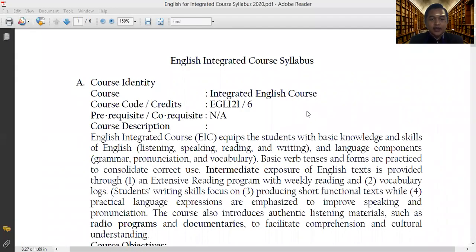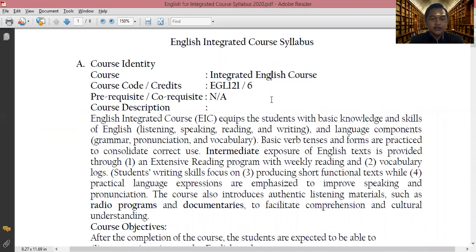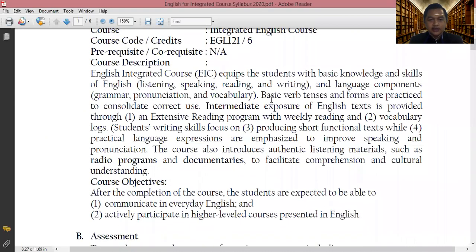In this opportunity, I would like to present about EIC that takes about 6 credits of your study in this English language education study program. I will share screen the documents that I have sent to you about the syllabus. English integrated course syllabus. As the course identity, it takes 6 credits of your total credit to complete for your bachelor's degree.